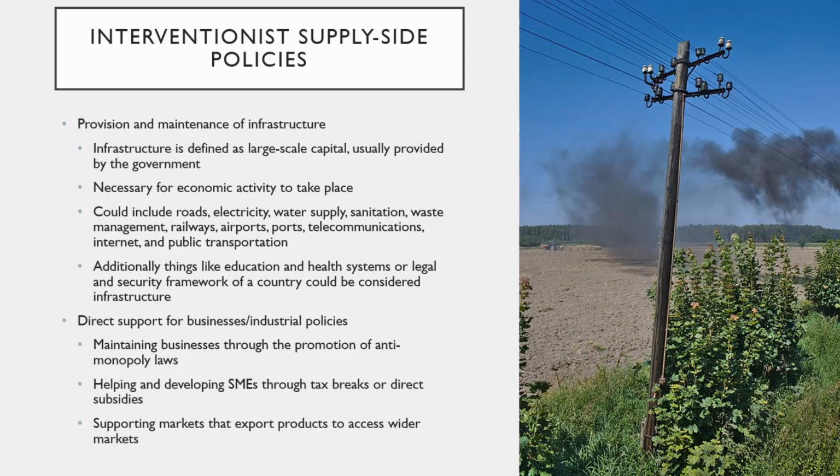Provision of maintenance and infrastructure. The government can invest in infrastructure like freeways, highways. Under President Biden, they tried to do the EV charging stations along the highways. That is an investment in infrastructure. That's actually a supply-side policy that was trying to fix infrastructure, although it also increases aggregate demand. You could do direct support for businesses and industrial policies. You could do this by anti-monopoly laws. Anti-monopoly laws would also fall under the competition under market-based as well.